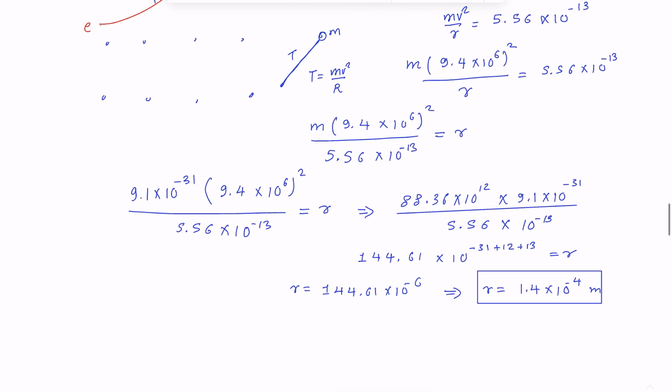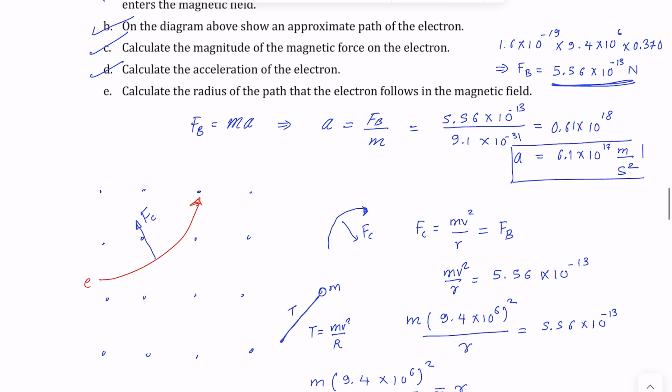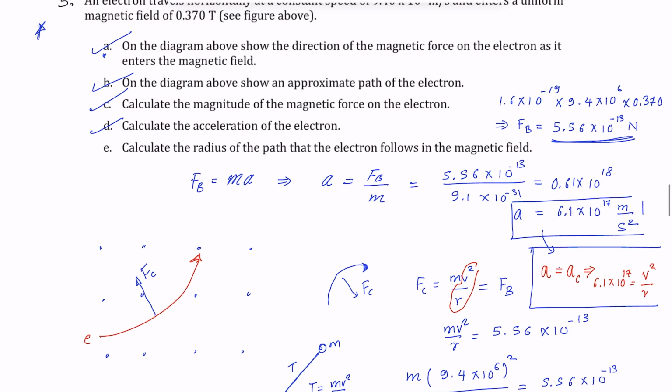Here's your final answer. I just realized that instead of doing it this way, I could have cut down the calculation if I had just used this acceleration and set it equal to the centripetal acceleration. This would mean I would just do 6.1 times 10 to the 17 equals v squared over r. This would have been an easier calculation to do, but anyway, we learned something here.